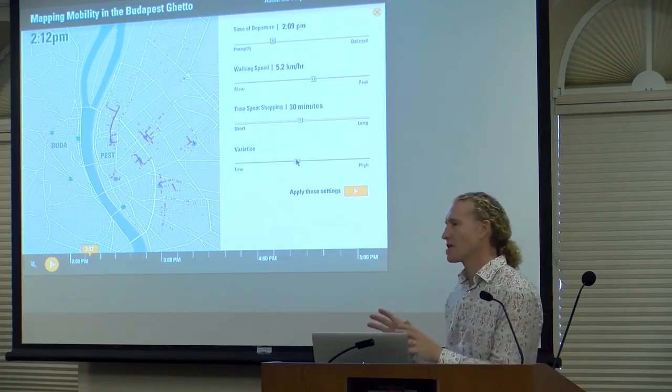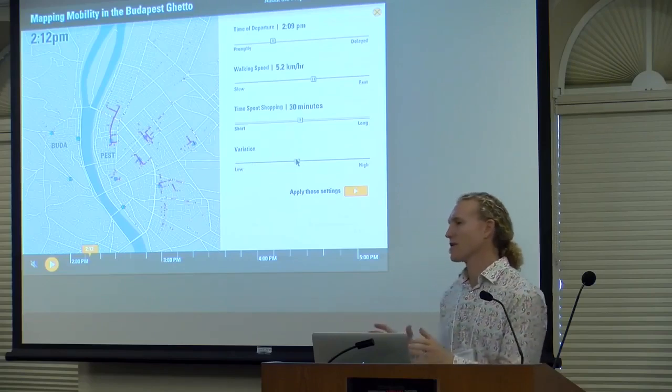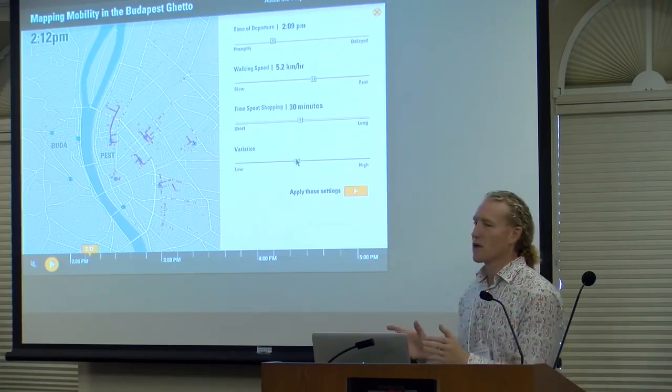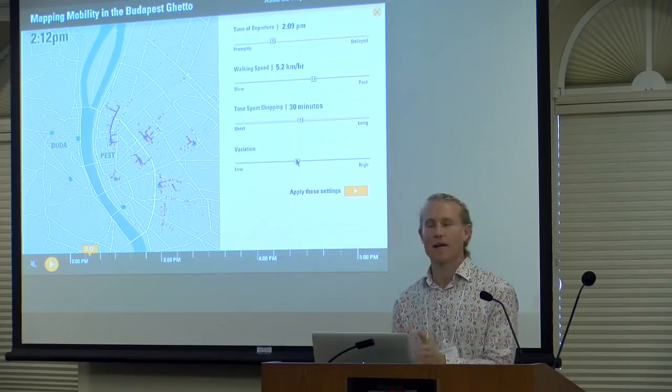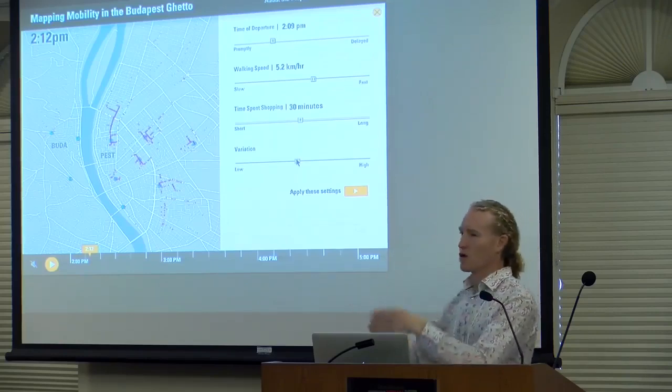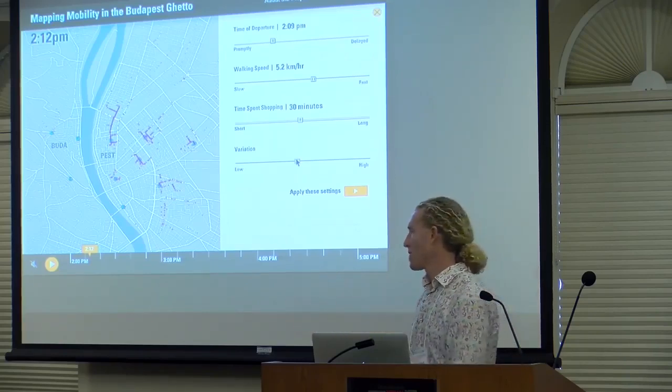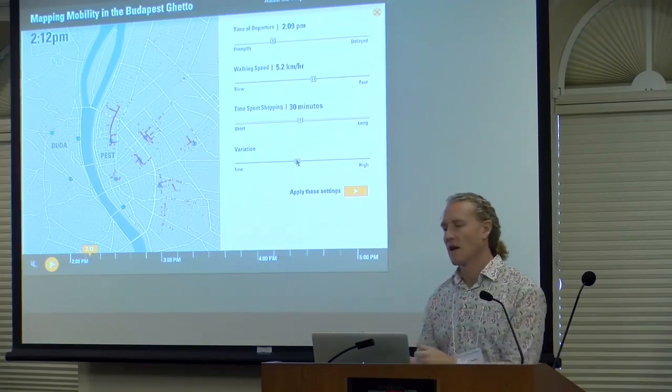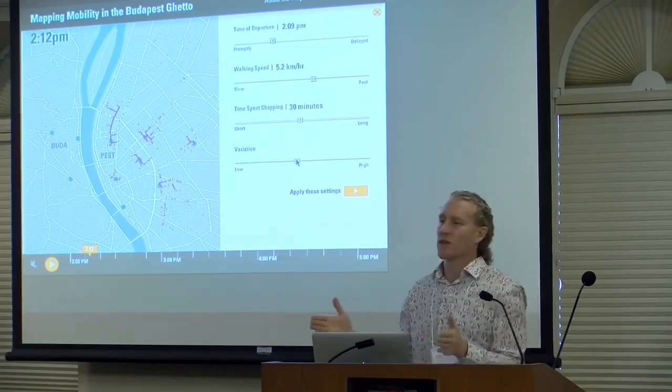The purpose of the ability to modify these is really to bracket the uncertainties, because a lot of people look at something like this and say, oh, well, who knows how fast they walked, you have no idea that this is the case. But actually, you do have some range of uncertainty.